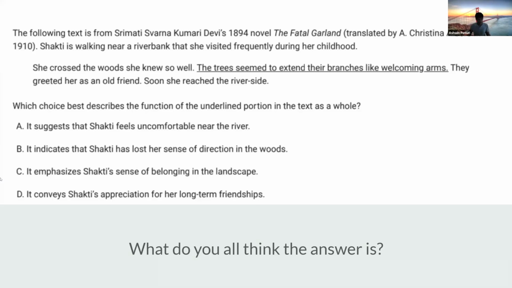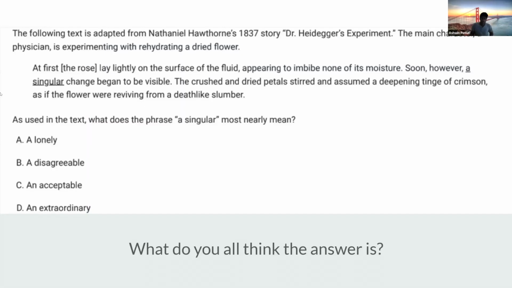So sorry about that. That was a bit long, but I just wanted to give an introduction to craft structure. So let's move on. The following text is adapted from Nathaniel Hawthorne's 1837 story, Dr. Heidegger's Experiment. The main character, a physician, is experimenting with rehydrating a dried flower.